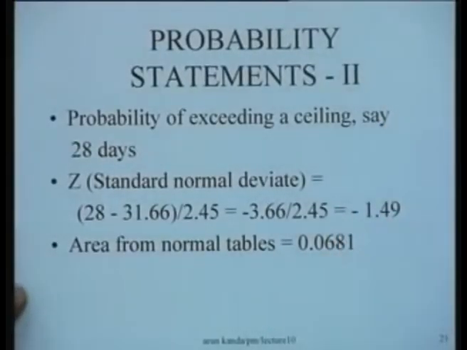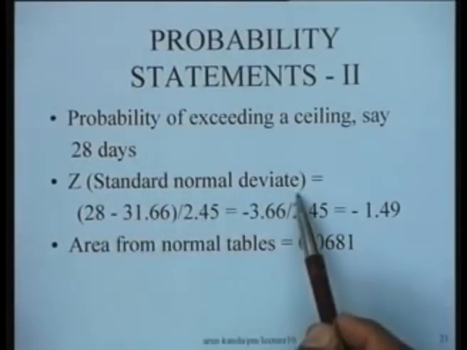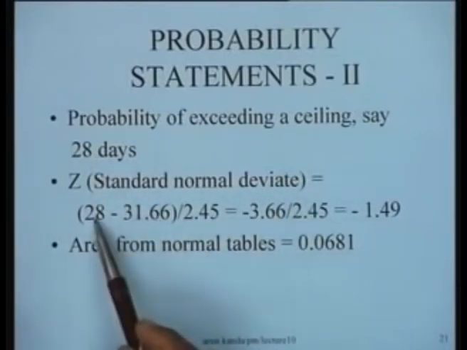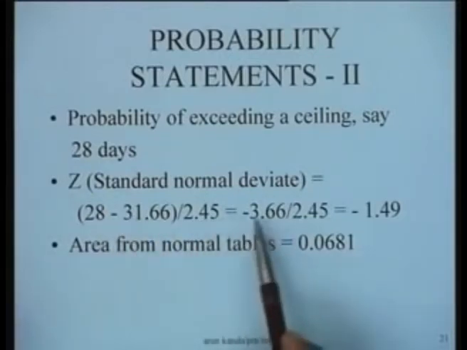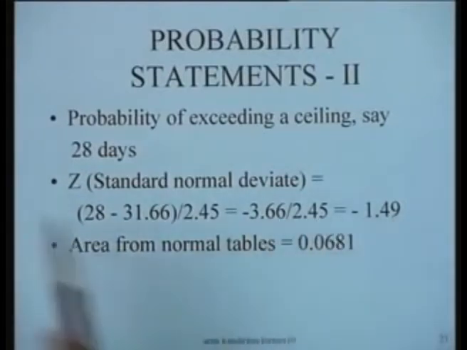Let us say, for instance, we try to work out the problem of exceeding a ceiling, which simply means, suppose I want to find out what is the probability that I exceed the ceiling of 28 days if I want to complete the project. Again, I can follow the same procedure, compute the standard normal deviate, which is x minus mu by sigma. X is less than the mean here. So 28 minus 31.66 divided by 2.45, which is minus 3.66 divided by 2.45, and this is minus 1.49.